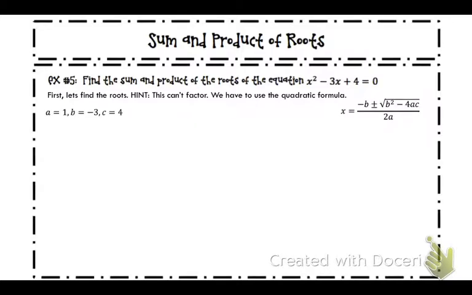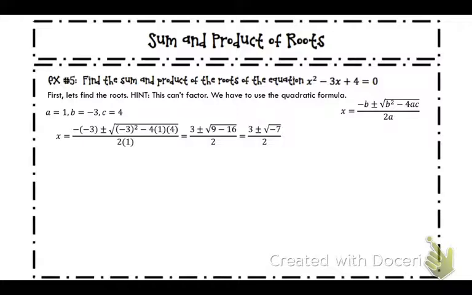a = 1, b = -3, c = 4. So that's x = (3 ± √((-3)² - 4·1·4))/(2·1), which simplifies to (3 ± √(9 - 16))/2, which is (3 ± √-7)/2.